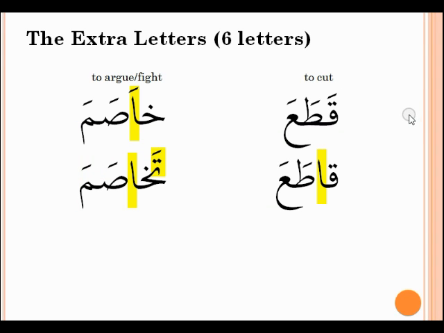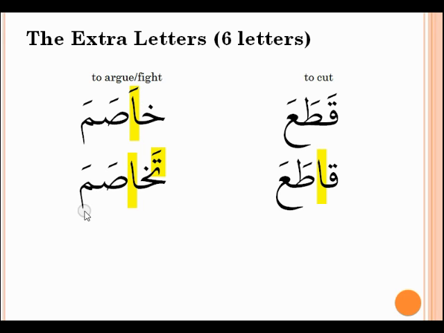Let's take a look at two different roots. The verb qata'a here, meaning to cut, to tear something apart, to separate something. It becomes qaata'a with the alif. This means that two things or two people are involved. So it means to cut something into two, or it means also to cut off someone. The root khasama, with the alif, khaasama, has two people involved. It means to argue with someone else or to fight with them.